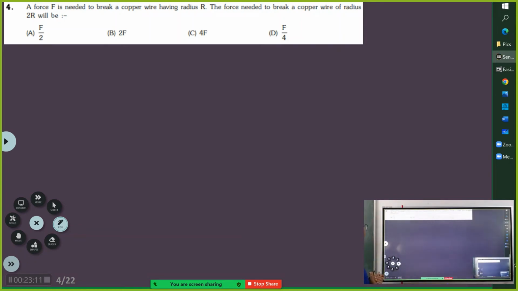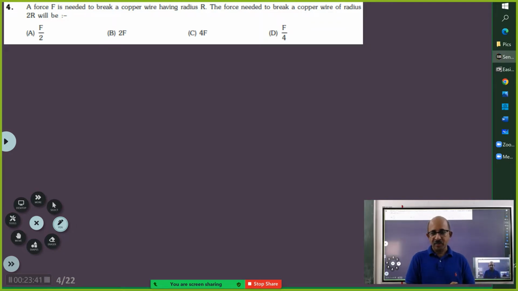A force F is needed to break a copper wire of radius R. The force S is needed to break a copper wire of radius 2R. So what is common here? Copper is common for both; there are two experiments conducted.